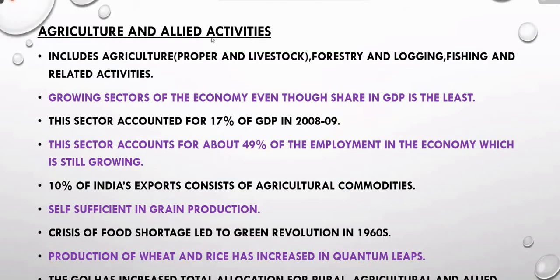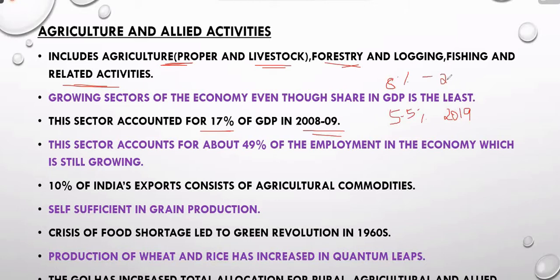See, agricultural and allied activities includes agriculture, that is proper agriculture, farmers involved in it, or livestock. If you are having buffaloes, bulls and all, mostly buffaloes, oxen, for growing the crops and yielding on the field. Then forestry, logging, fishing, and all other related activities involved in production on the field. You can see this sector accounted for 17% of GDP during 2008-09. Even during the pandemic, when our GDP was decreasing from 5.5%, our GDP was 5.5% in 2019.